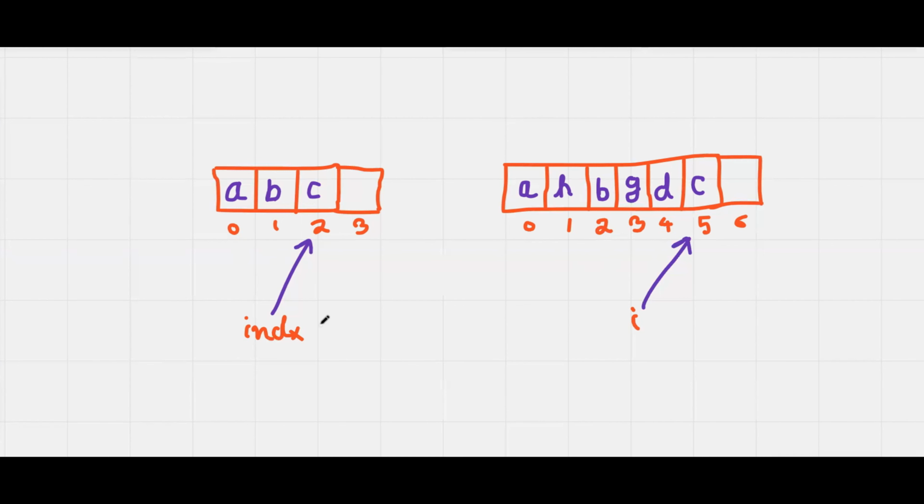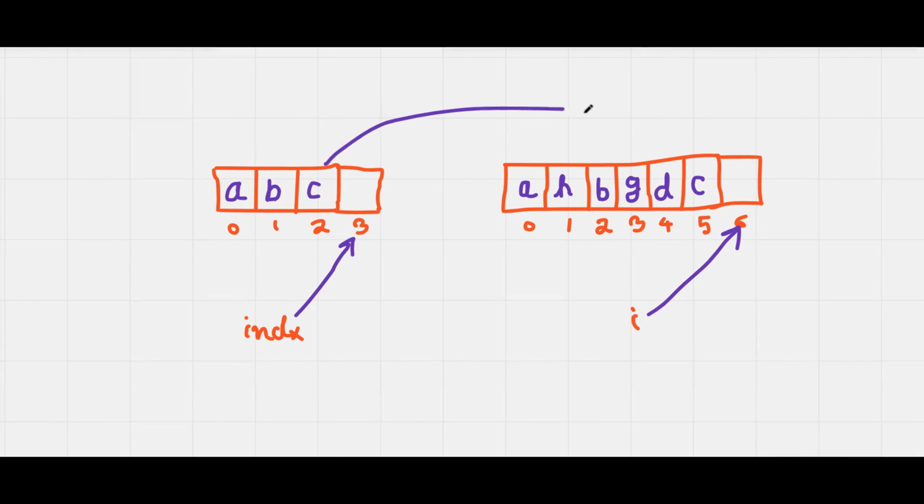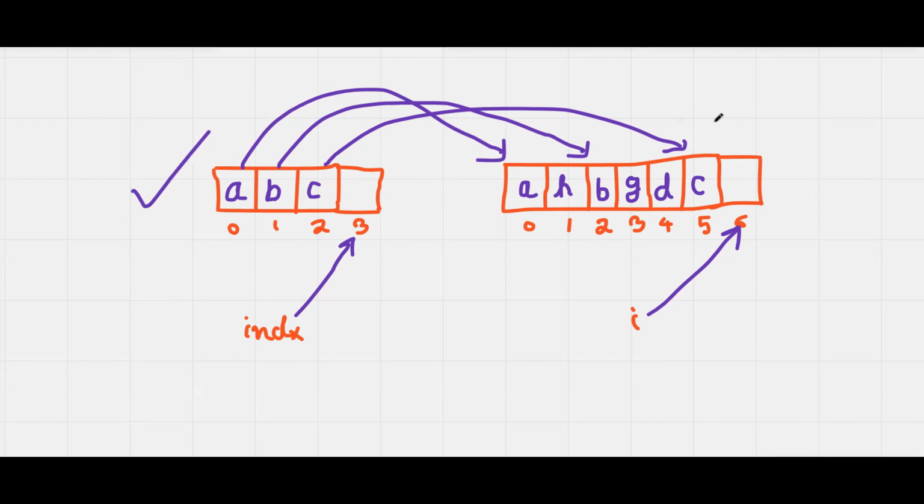Now, as we find the match, we have to update both pointers. Now, our pointer index is pointing to the index 3 and our I is pointing to the index 6. And we have completed the iteration. So as we clearly see, we have found C here, we have found B here, and we have found A here. So we can say that the first string is a subsequence of the last string. So in this case, we have to return true.